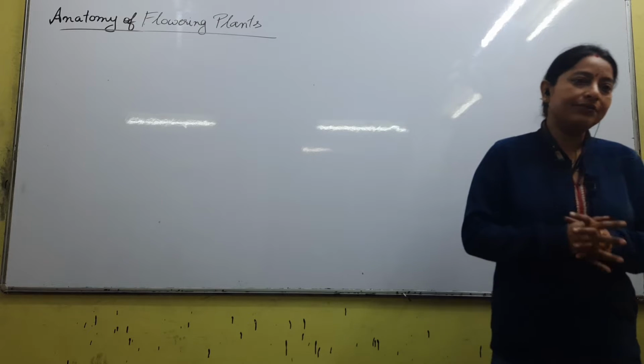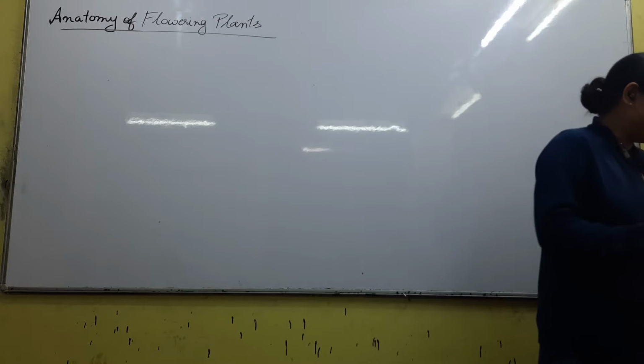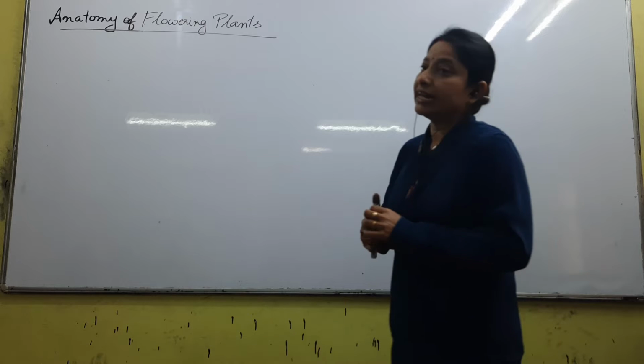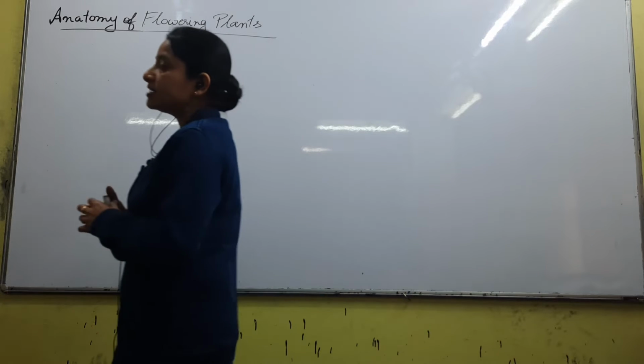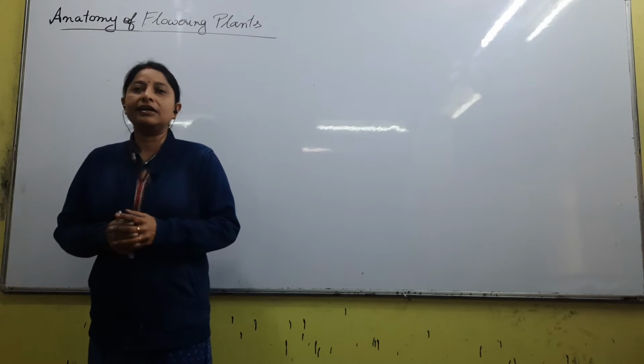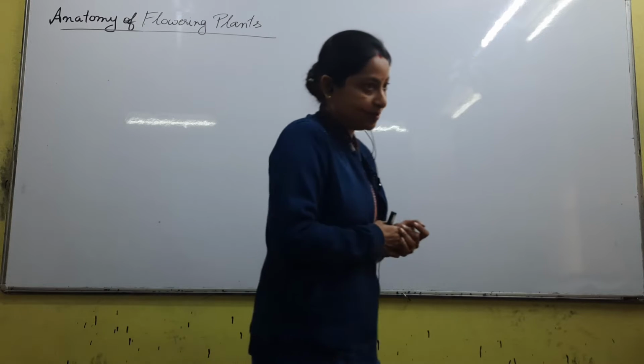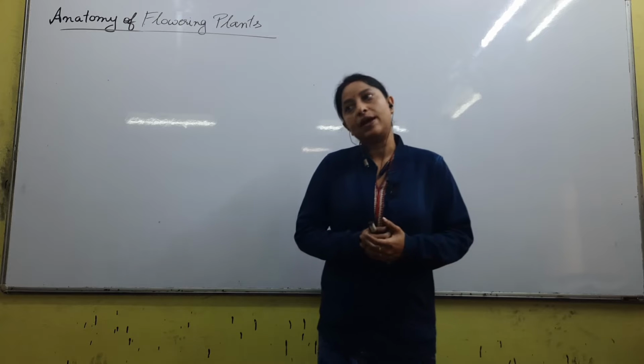Right, okay, I think we can start the class now. Okay, last class what we were talking about was something called shoot apex organization. We were talking about how tissues are broadly divided into meristematic and permanent. Classification of meristematic tissues we have already done.